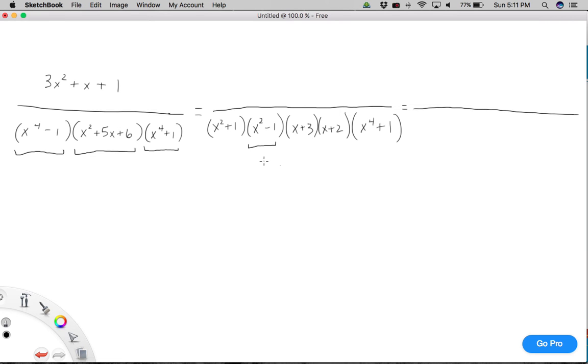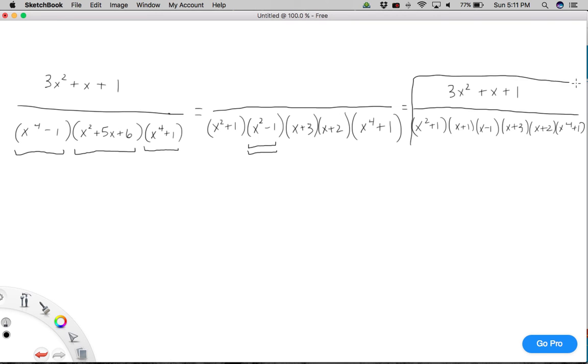Okay, finally, this underlined piece here can be factored a little further. So I'll write what I have. X squared plus 1 is prime. X squared minus 1 can turn into x plus 1 times x minus 1. And then we have x plus 3, and then we have x plus 2, and then we have x to the fourth plus 1. Okay, and our numerator actually hasn't changed.